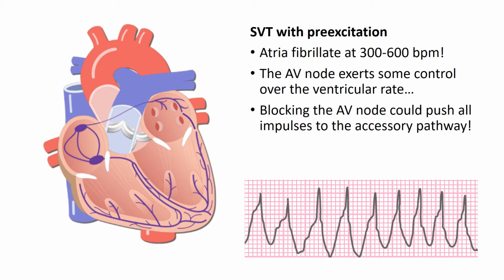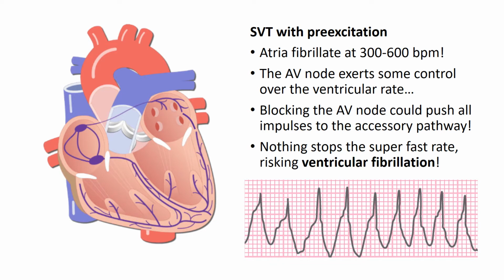But if you were to block the AV node, that could push all of those impulses down the accessory pathway. So instead of having things just go the usual route, if I turn off the AV node, everything goes down that. And there's now nothing slowing this down. There's nothing preventing a really fast rate from going through. And so your ventricular rate could theoretically top out at 300 or 600 beats per minute, trying to keep up with the atrial fibrillation. And obviously at that point, your ventricles are not going to do anything except fibrillate.